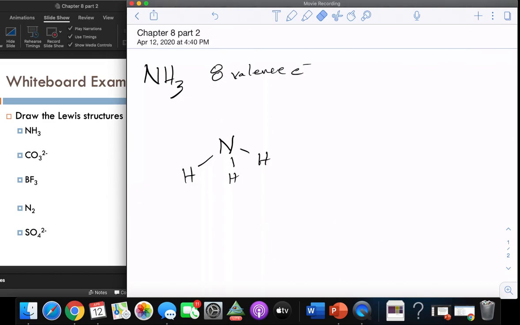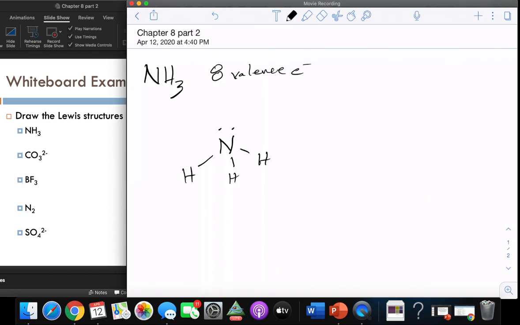But just our general steps, once I have the skeletal structure put together like this, fill the outer octets. But the outer atoms are hydrogen in this case, so I don't actually need to add anything to them. The one bond is all they want. And if I count my total electrons, I've used 6. I started with 8, so nitrogen ends up with a lone pair.